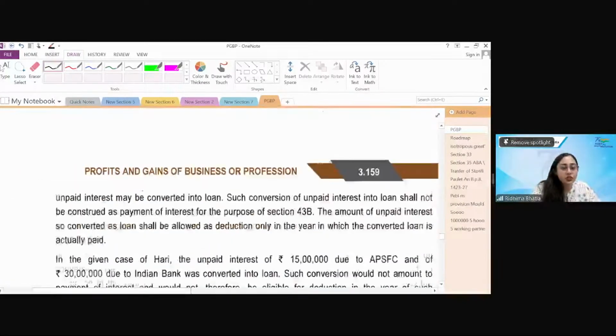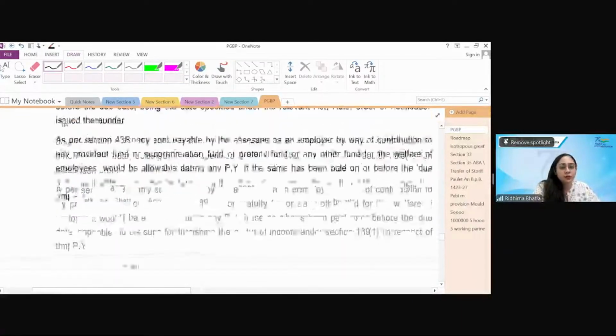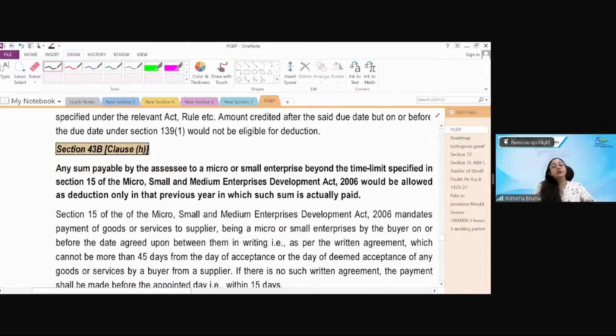one thing which changed the understanding was 43B clause H, which is written separately. Because abhi tak kya tha 43B mein? If not made till the return filing date, would be disallowed. If made till the return filing date, would be allowed. Right? And if it is made after the return filing date, then it would be allowed as expenditure in the year when it is actually paid.